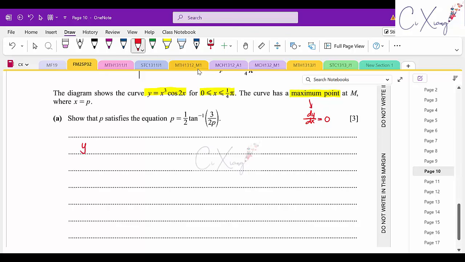So let's have a look at y equals x power 3, then cos 2x. You can treat x power 3 as the first bracket, cos 2x as the second bracket. So you have two brackets here, and you multiply them, right? Therefore, when you want to apply differentiation, you have to apply the product rule because it is the product of two different brackets. For me, usually I remember the process. Of course, you can refer to the formula booklet for the product rule. So I'm applying the product rule here.